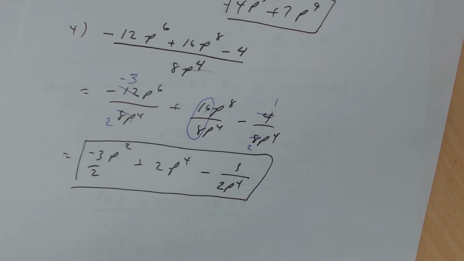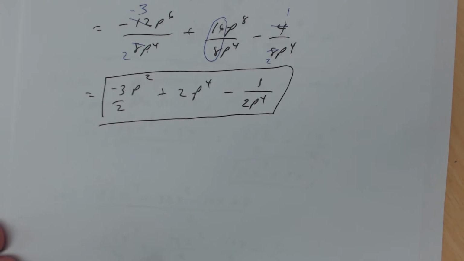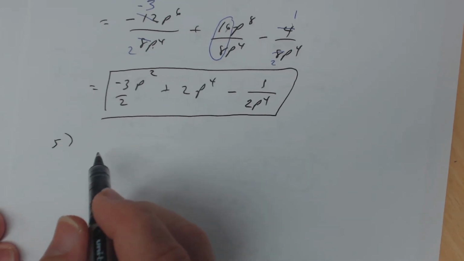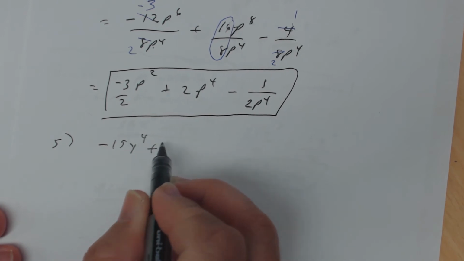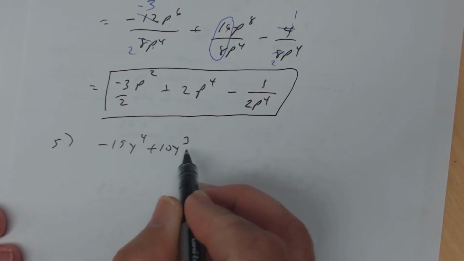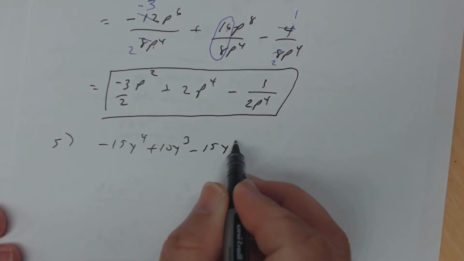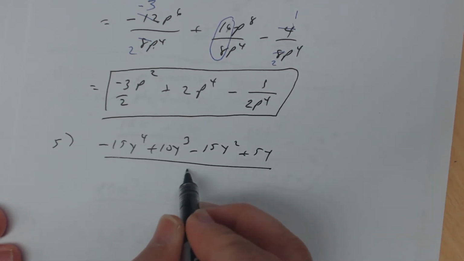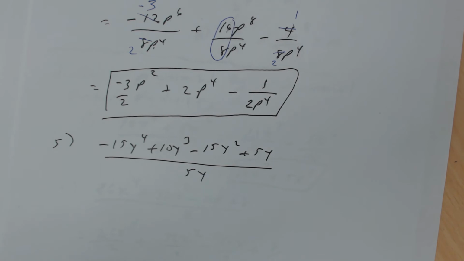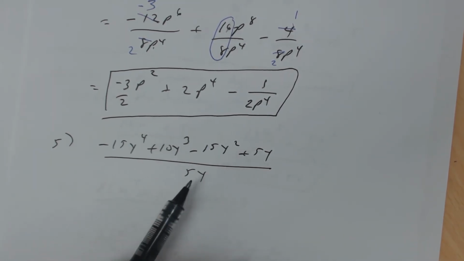All right, now let's look at this one. Suppose we had number 5. Suppose you had negative 15y to the 4th plus 10y cubed minus 15y squared plus 5y divided by 5y. All right, so again, I'm dividing a polynomial by a monomial. So write it as separate fractions.